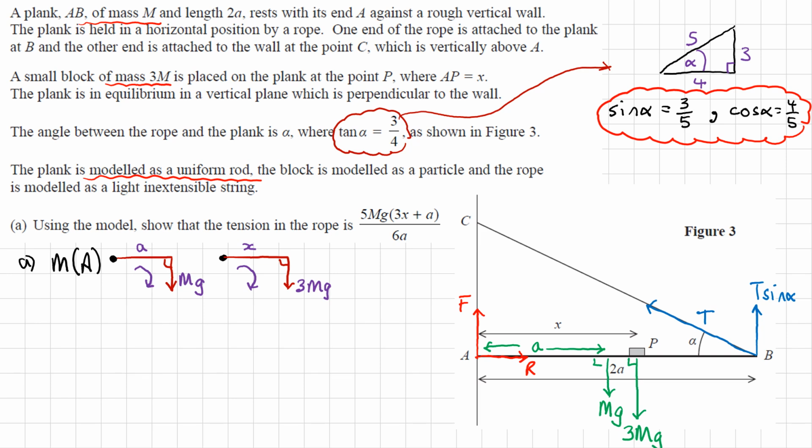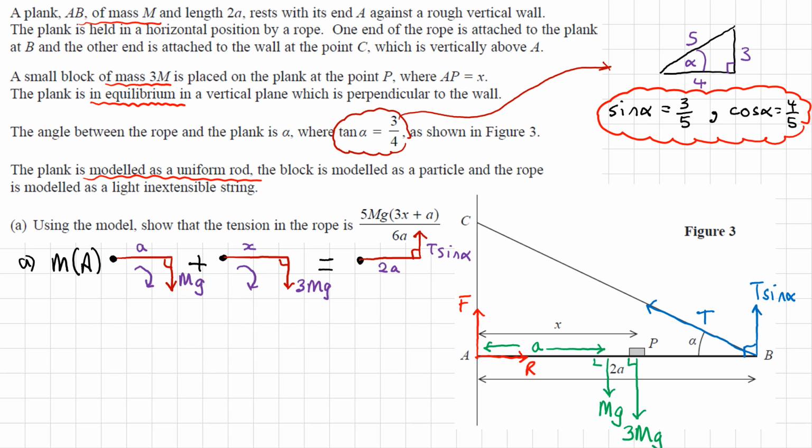So if I draw a diagram for this moment, this will be a distance of 2a going to this T sine alpha. So let's put that on, 2a and T sine alpha, and a little right angle in here. Now, because the plank is in equilibrium, we know that the sum of the clockwise moments is going to be equal to the anti-clockwise moment.